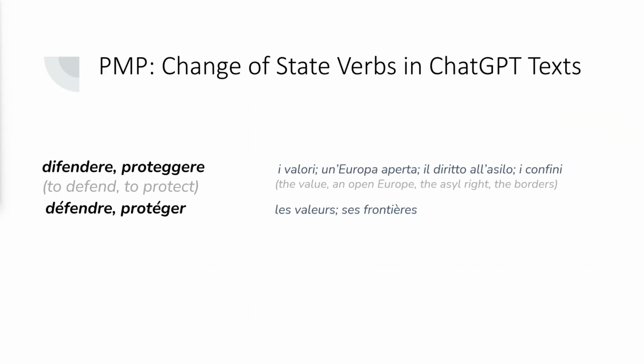What is changing in this corpus is that ChatGPT uses the same verbs, but changes the object. For example, left-wing politicians in ChatGPT use more objects like "an open Europe" or "the asylum right." So "we will protect, we will defend the asylum right," while right-wing politicians use "defend the values" or "defend the borders," and so on for a lot of other change of state verbs.